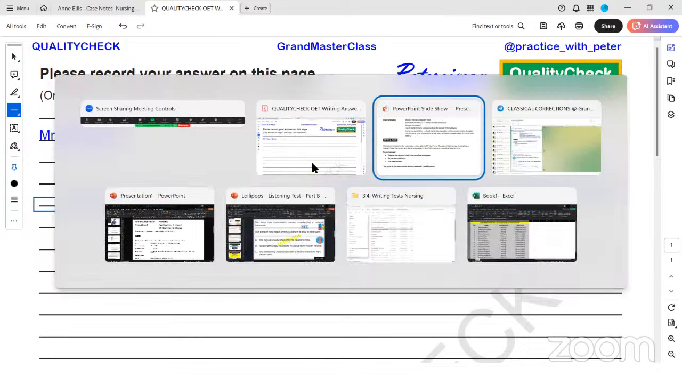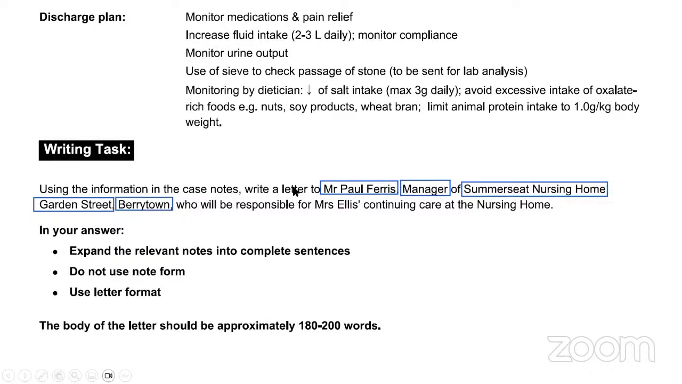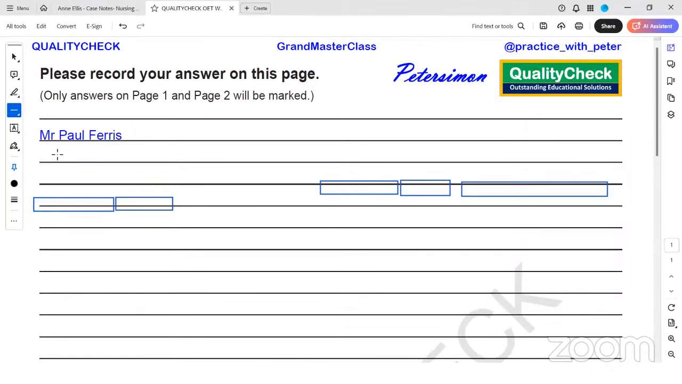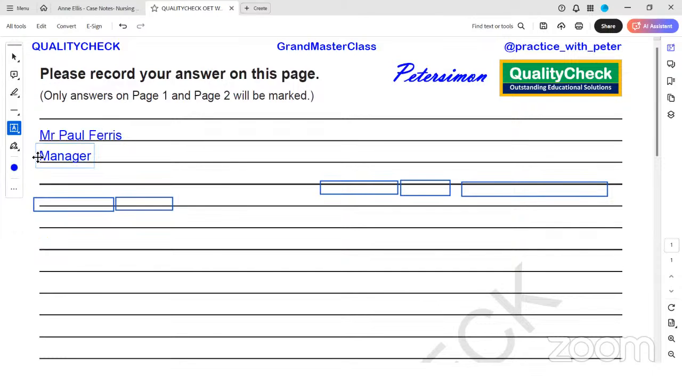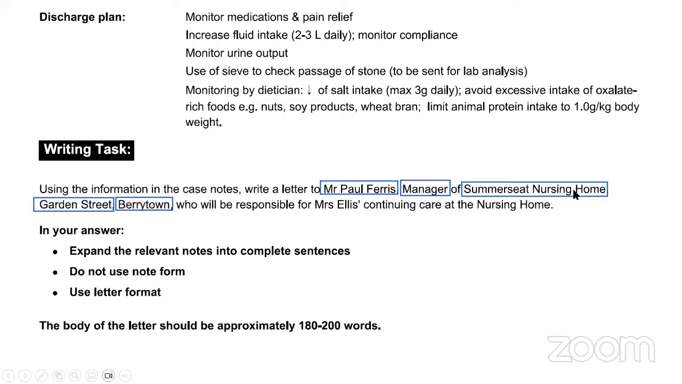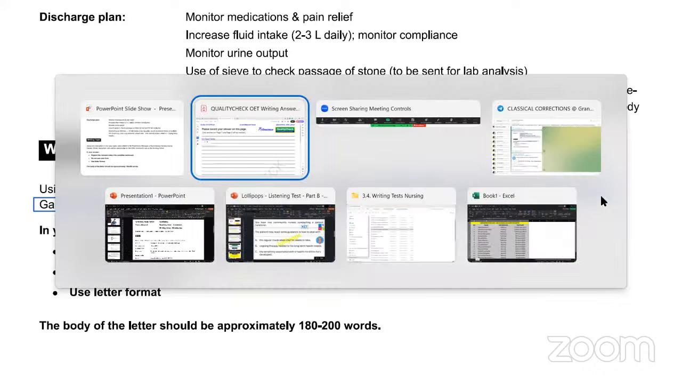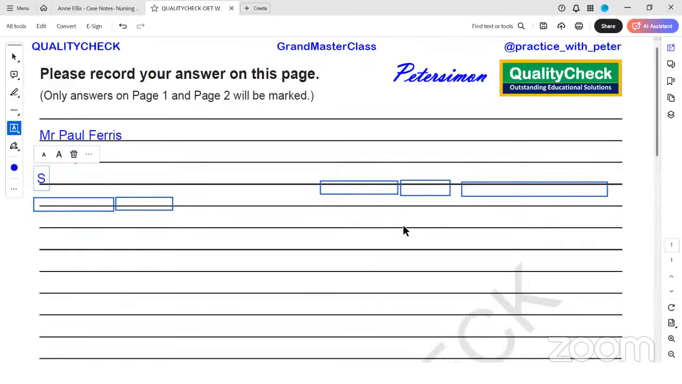Next, second one. Manager. Here, second line. Manager. Should also start from this one. Next, third line. Summer seat nursing home. Summer seat is one word. Summer seat nursing home. All the first letter should be in capital letter. Summer. See, summer seat nursing home.